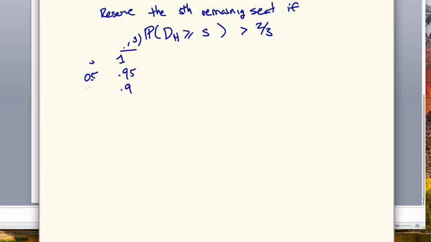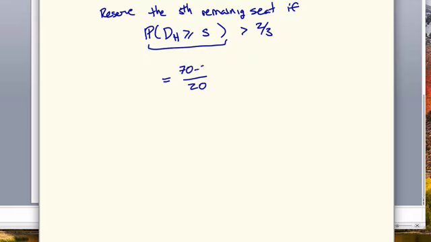Looking at this example, I remember that this is a 20-sided die, so I could actually compute this number exactly. There are 20 sides on the die, and they're all equally likely, so that's out of 20. How many of them are greater than or equal to S? I would do 70 minus S plus 1. So again, my rule becomes: reserve the S seat if (70 minus S plus 1)/20 is greater than 2/3. And now I can try to solve for S.